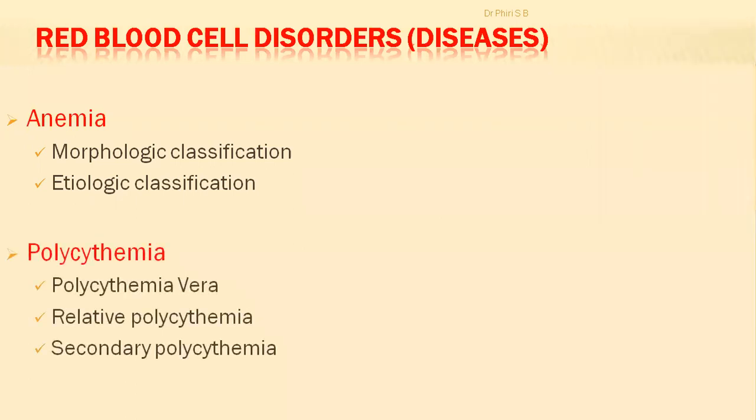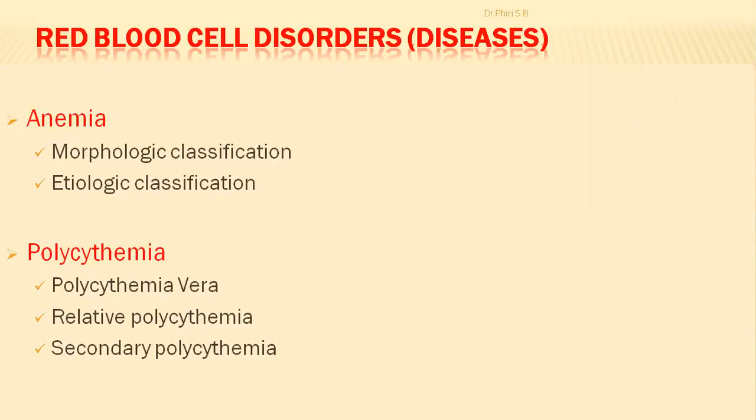Polycythemia, so you have an increase in the number of red blood cells. Anemia is the decrease. Polycythemia is an increase in the number of red blood cells. So you have polycythemia vera, relative polycythemia, and secondary polycythemia. In this part of the video, this is where I'm going to explain the polycythemia: the polycythemia vera, the relative polycythemia, and the secondary polycythemia. So I have the primary and the secondary polycythemia, and I'm going to discuss this.